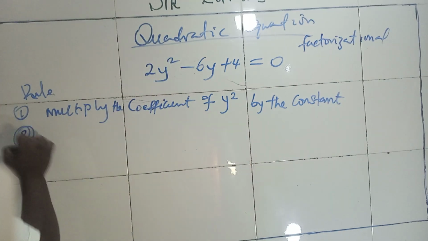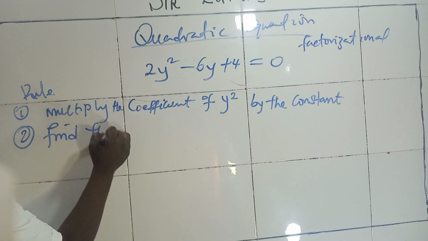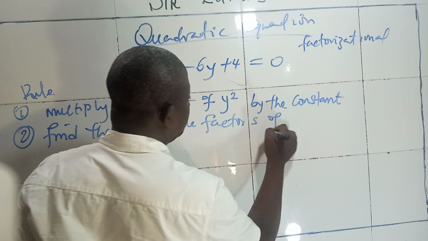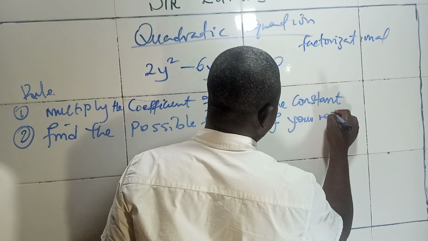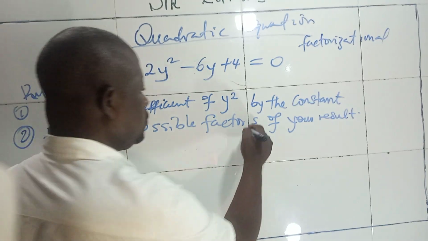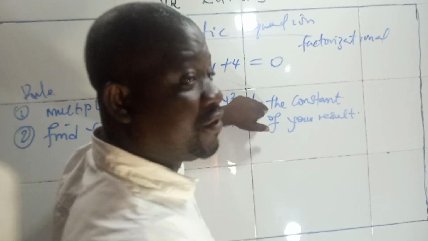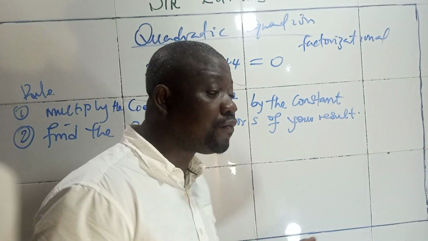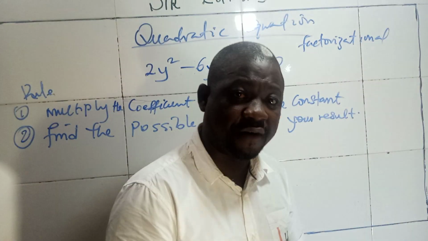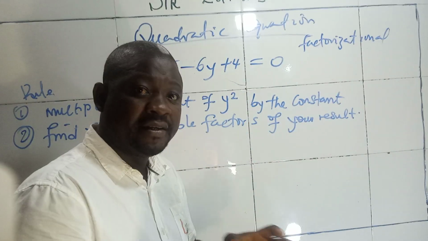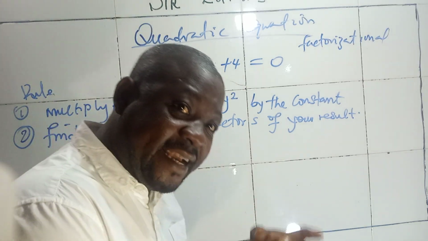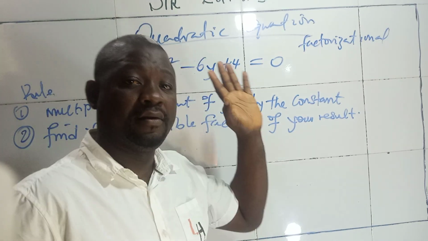The next thing is what? Find the possible factors of your results, as in what you have gotten from here. Once you have been able to find the possible factors, from those factors now, think of any of the factors that when you multiply together will give me the product of this and this, and when added together will give me the coefficient of y.